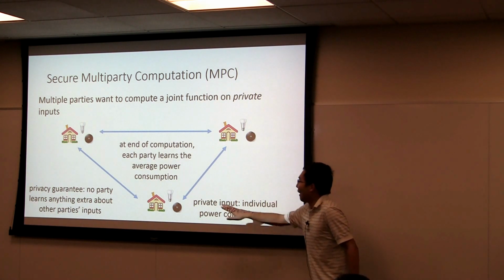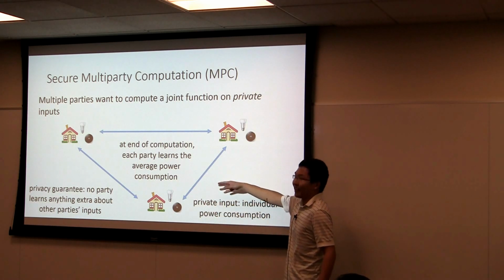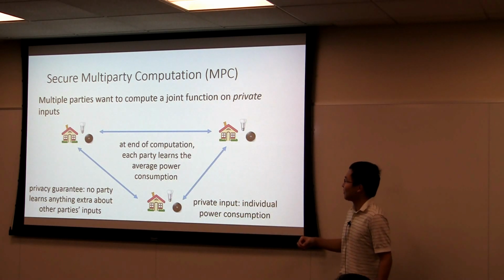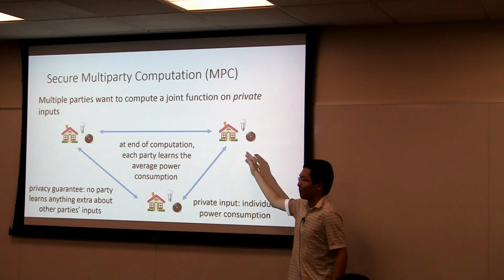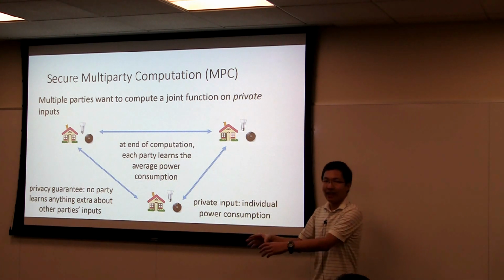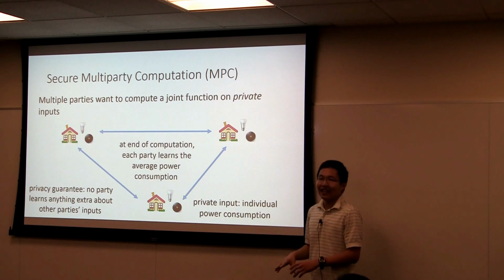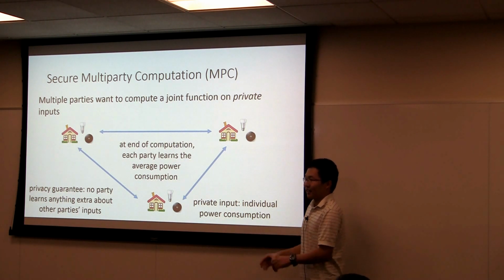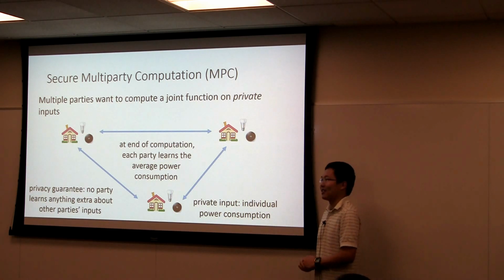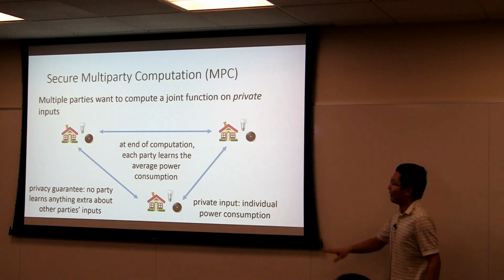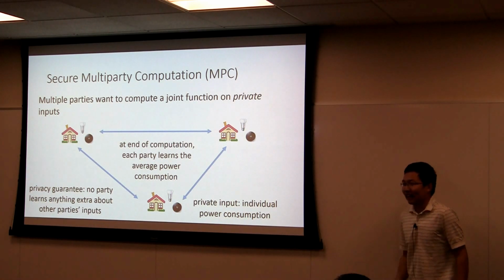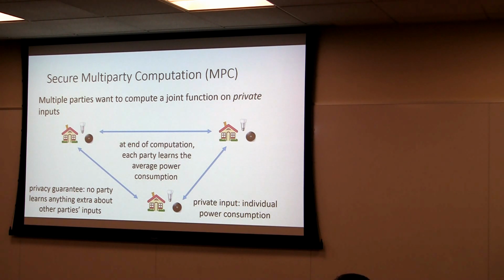So clearly, user A, upon participating in a computation, learns the average power consumption. And the average implicitly reveals some information about the power consumption of the other users that participated in the multi-party computation. But the privacy guarantee is that you don't learn any information beyond this. There's a very precise way that we can formalize this cryptographically, but I won't get into that. This is the general idea behind multi-party computation.